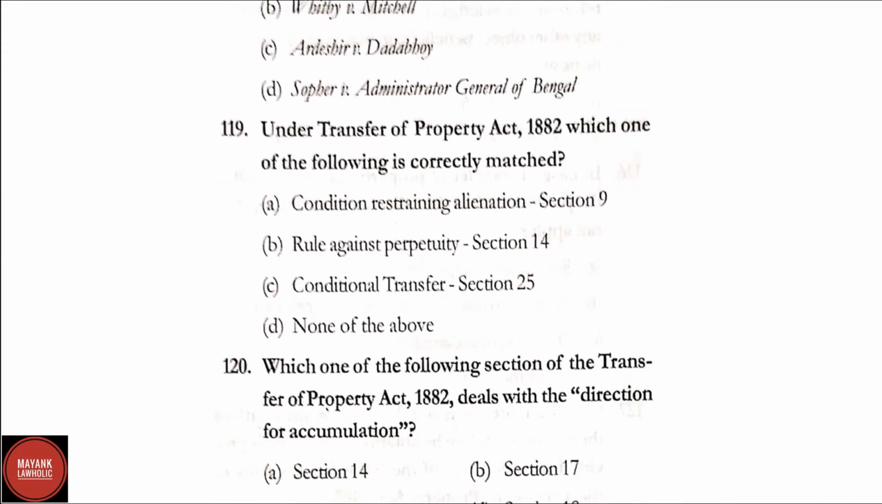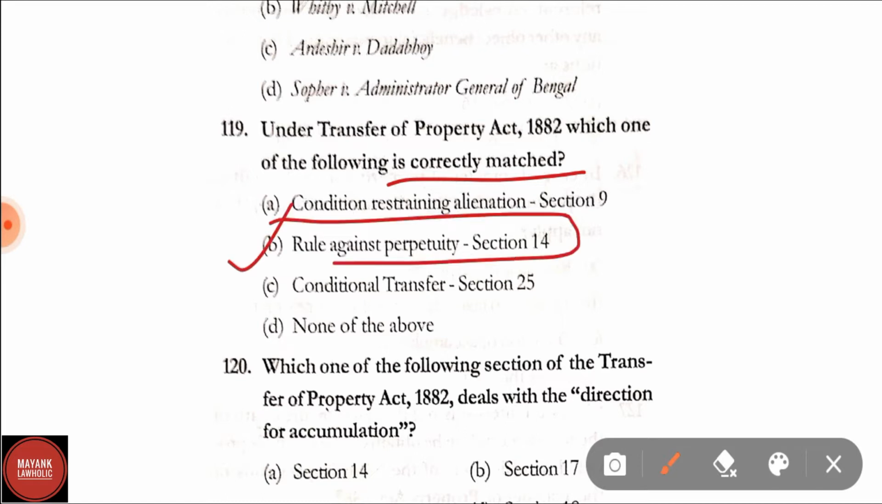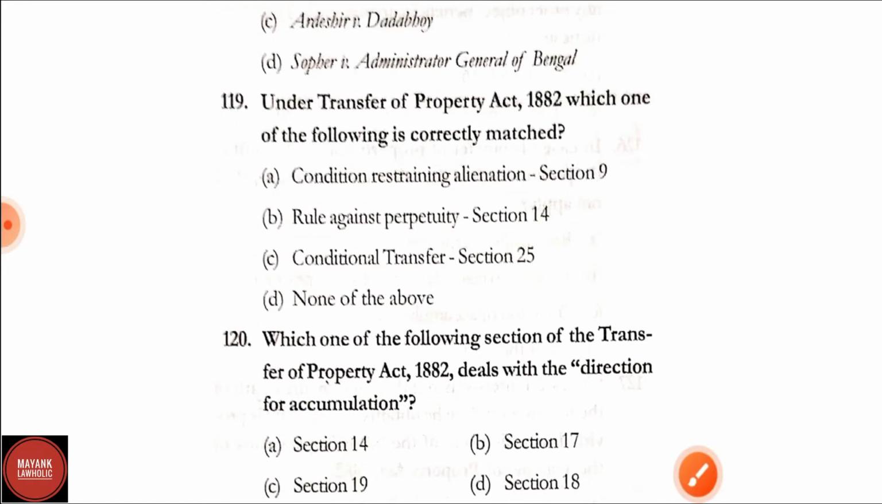Question number 119. Under TPA, which one of the following is correctly matched? Condition restraining alienation section 9, rule against perpetuity section 14, conditional transfer section 25, option D, none of the above. Correct answer is option B, that is rule against perpetuity is given under section 14 of TPA.